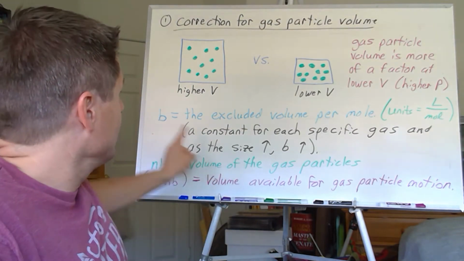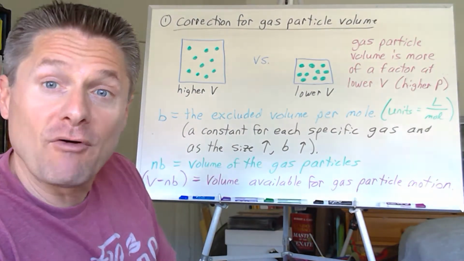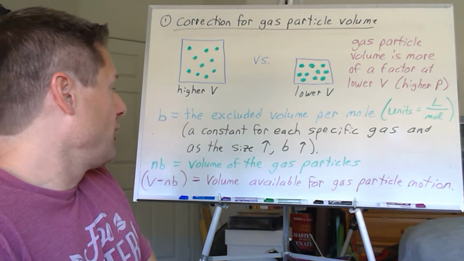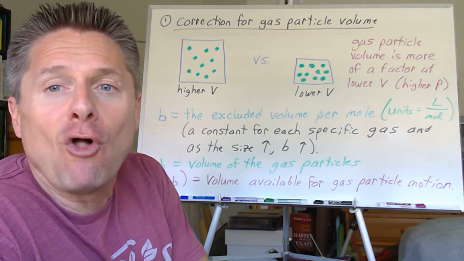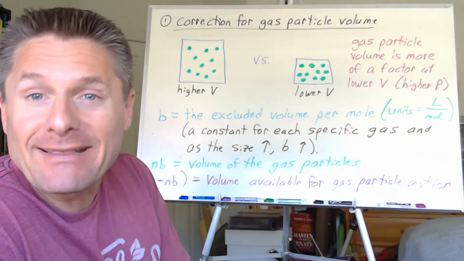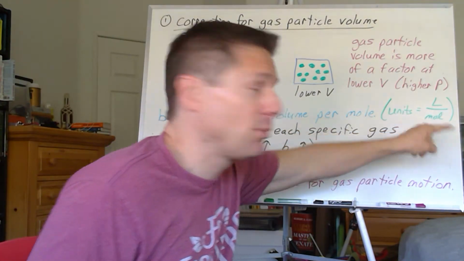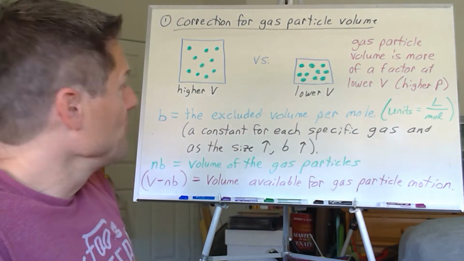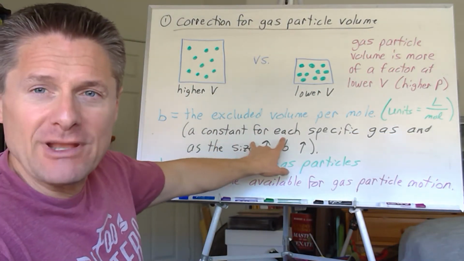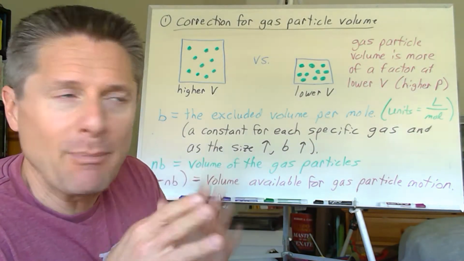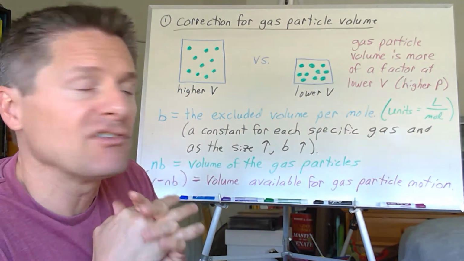What van der Waals did is he accounted for this gas particle volume by including this constant b, little b. I've heard people call that the excluded volume per mole of gas. And it's just a constant. It has units of liters per mole, excluded volume per mole. It's a constant for each gas, so every gas has a different value. You can look these up in the Handbook of Chemistry and Physics and other sources.